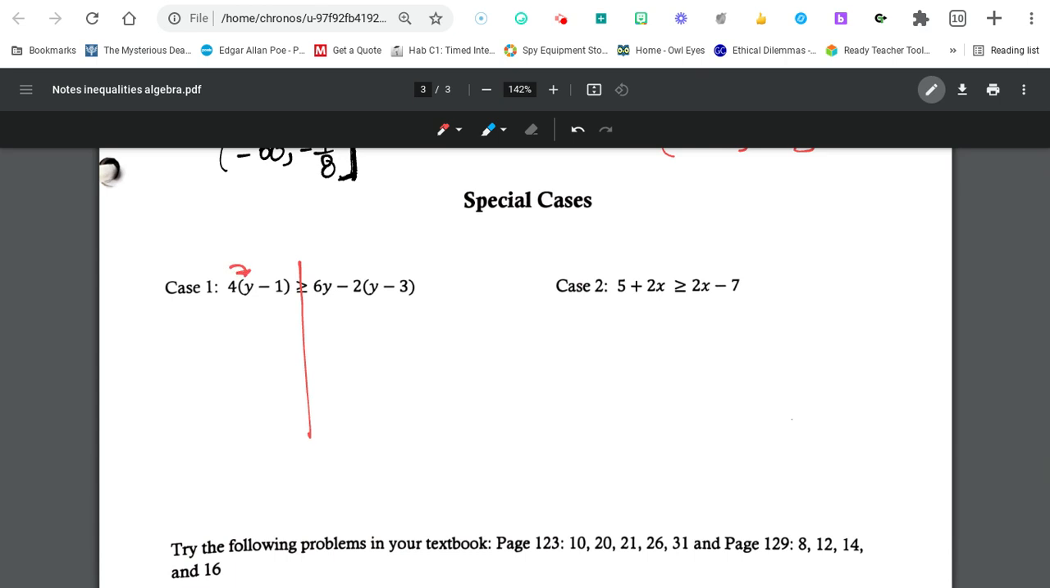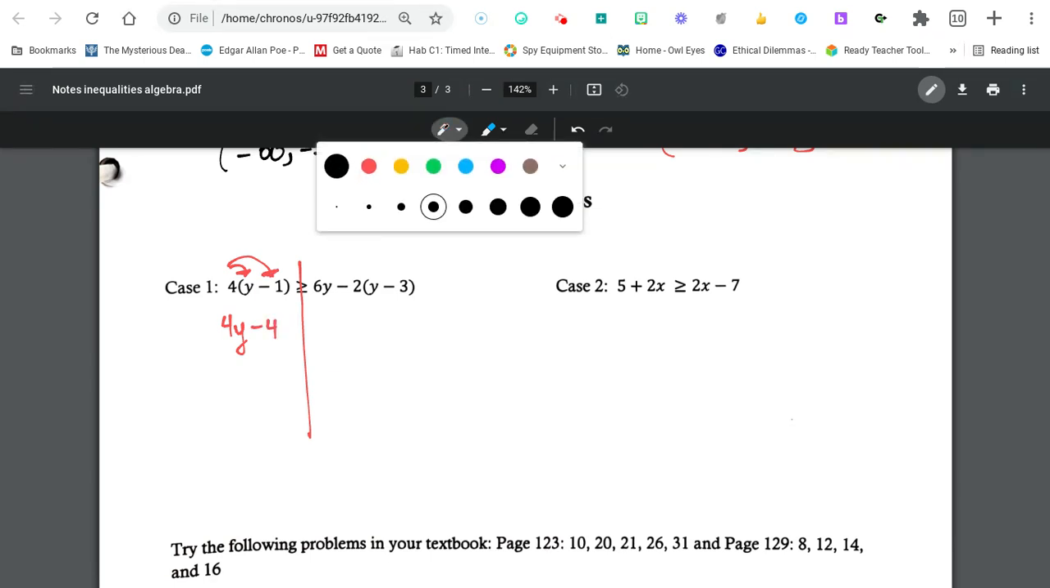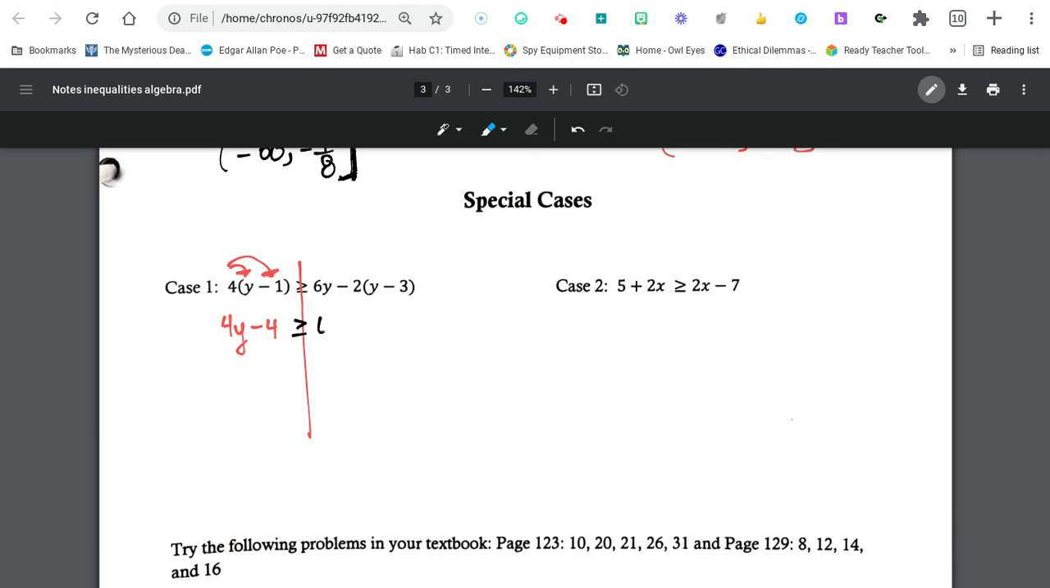All right, so here I'm going to use the distributive property. So I have 4y, and then 4 times negative 1 is negative 4. Then you're going to have greater than or equal to 6y minus 2 times y, which is negative 2y. Negative 2 times negative 3 is positive 6. And on the right side, I can combine those two because they're on the same side. So 6y minus 2y is 4y. So I have 4y plus 6.